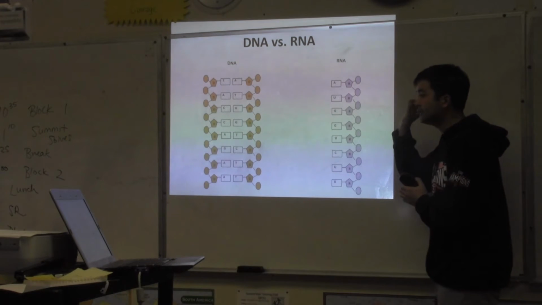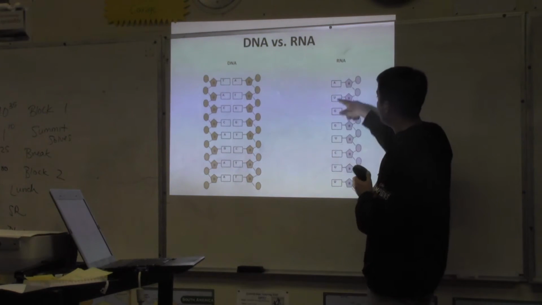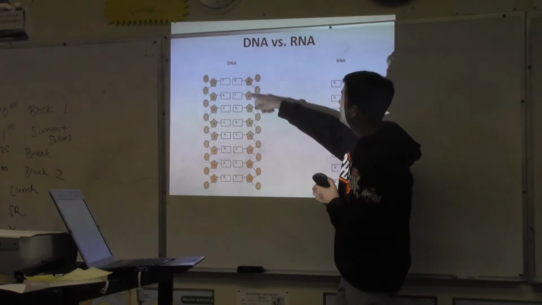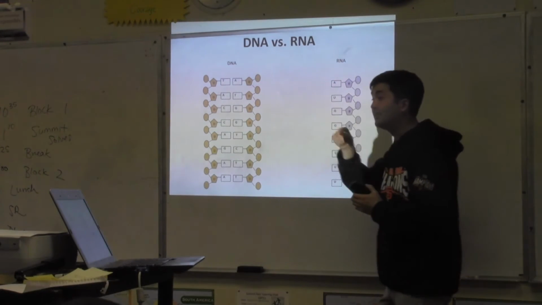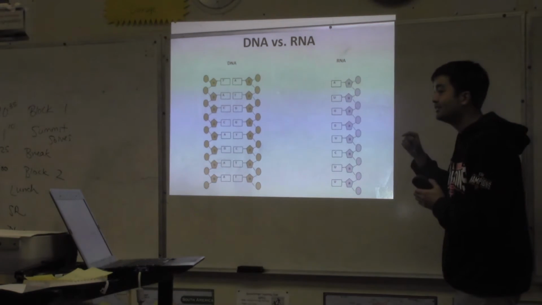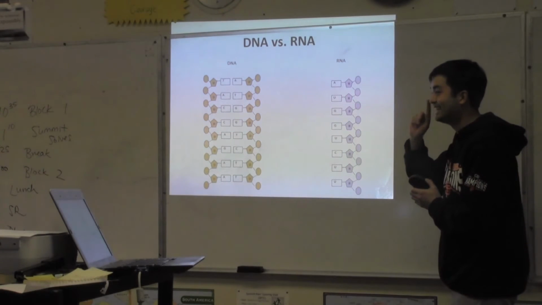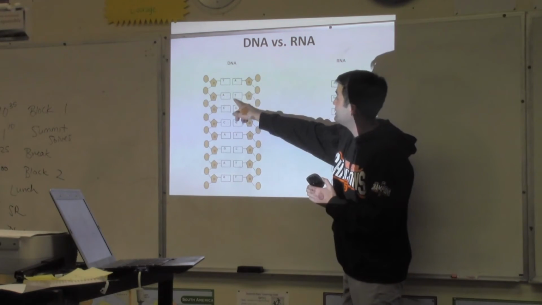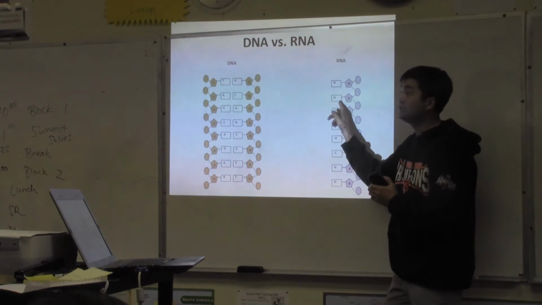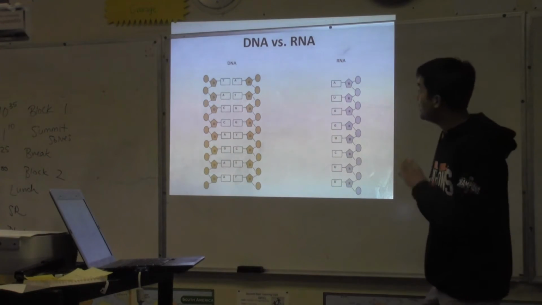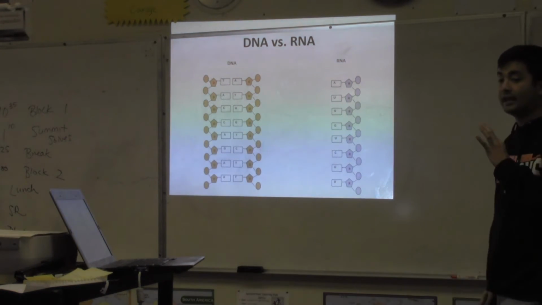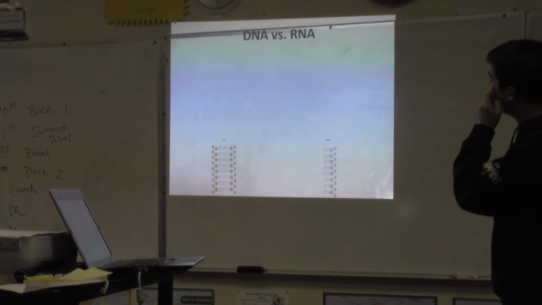And there's one more difference when you look at the bases. Can you notice anything different about the bases in RNA versus the bases in DNA? Yeah, so instead of a T in DNA, which is thymine, we have a U, which is uracil. Okay? So these are the 3 big differences between DNA and RNA. And so let's take some notes about that right now.